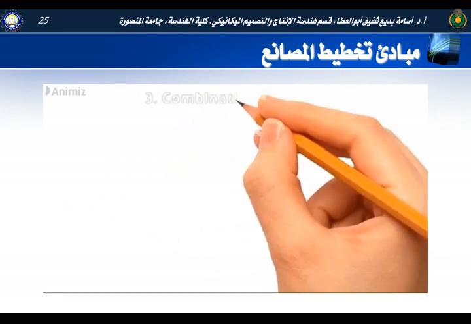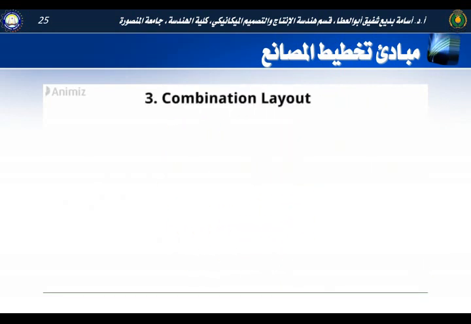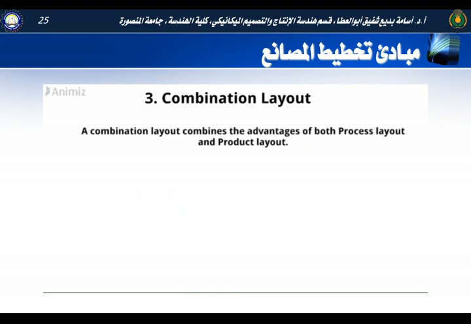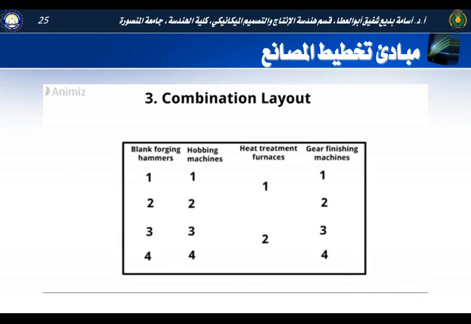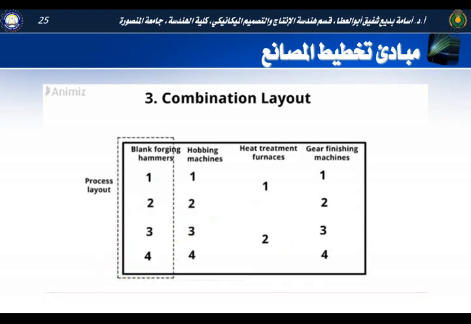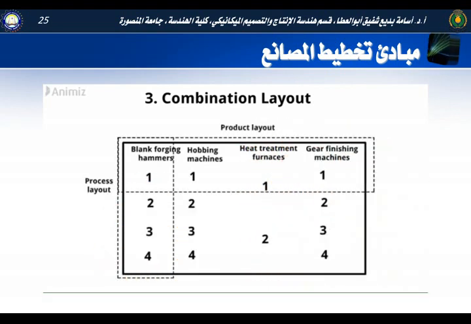3. Combination layout. A combination layout combines the advantages of both process layout and product layout. These days pure process and product layouts are rare. A combination layout is possible where the item is made in different types and sizes. In such a case, machinery is arranged in a process layout, but the product layout is then arranged in the sequence of various types and sizes of the products.